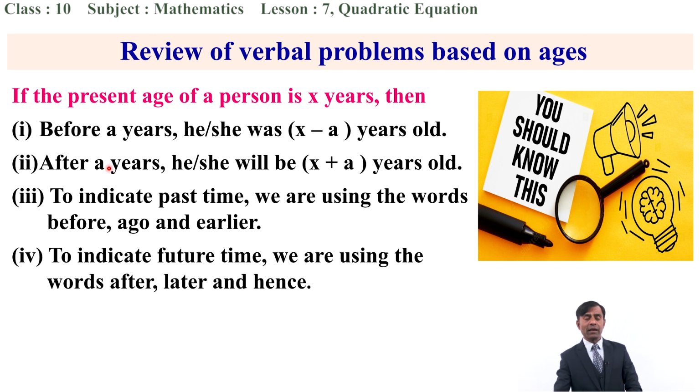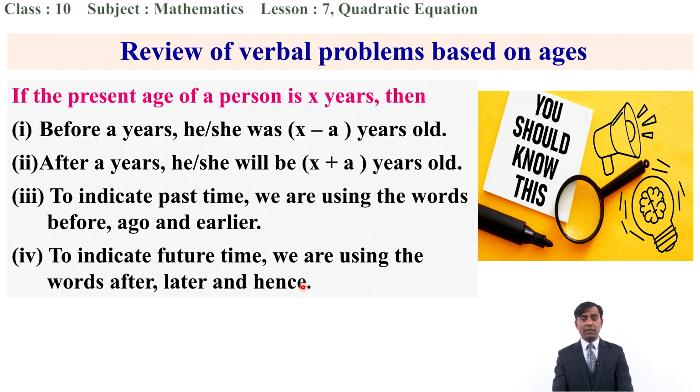Similarly, after A years, which indicates future time, the person's age will be the present age plus A. Why plus? Because we have to go to the next time, not now. To indicate past time, we use the words before, ago and earlier. Similarly, to indicate future time, we use the words after, later and hence.